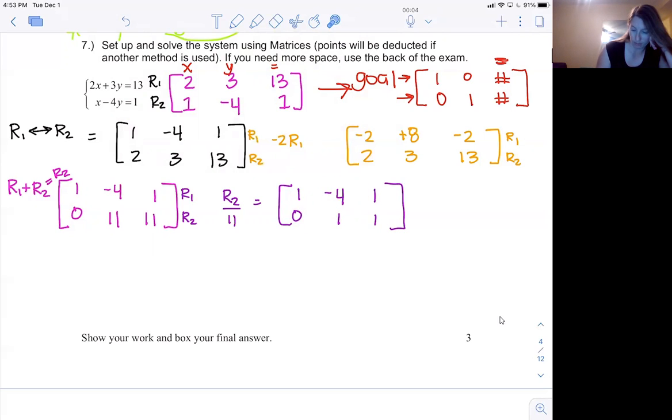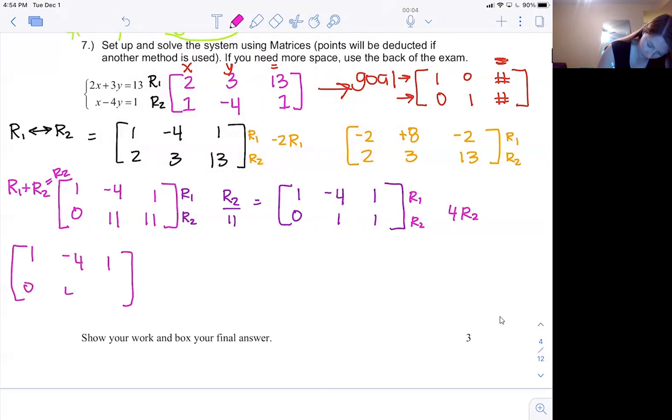So I notice if I made this one right here a 4 and I added them together, I'd get a 0. So to get this to be a 4, I need to times the whole row by 4. So I'm going to times 4 by row 2. My row 1 is going to stay the same. 0 times 4 is 0. 1 times 4 is 4. 1 times 4 is 4.